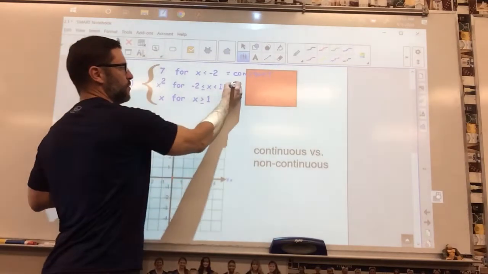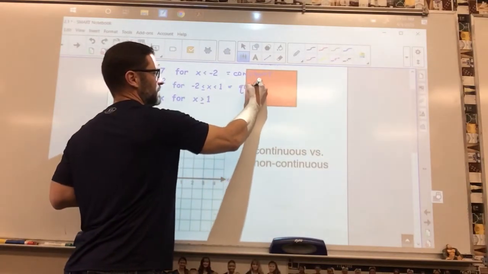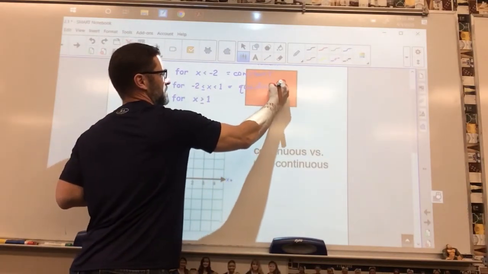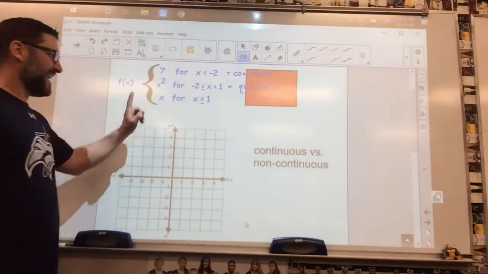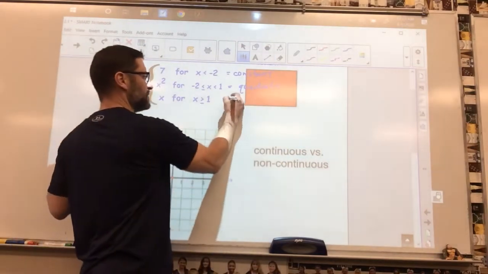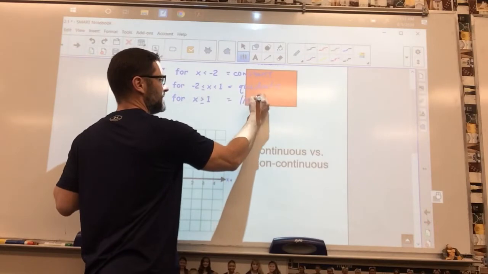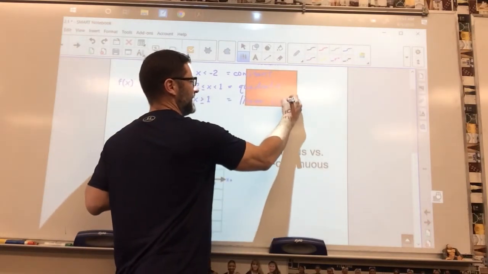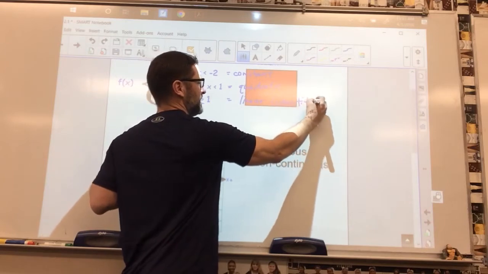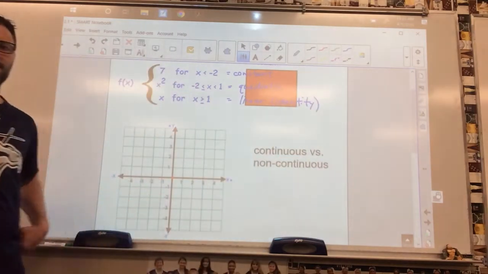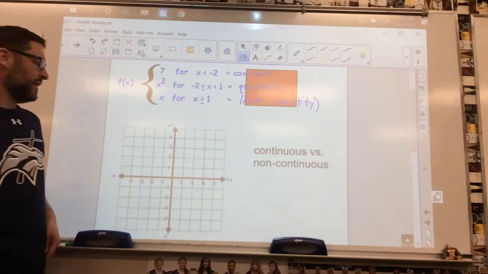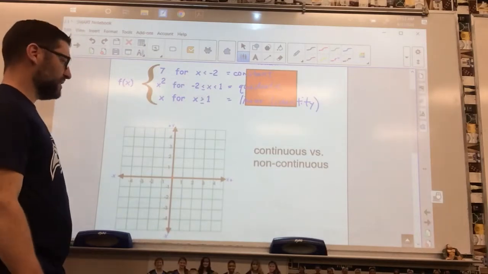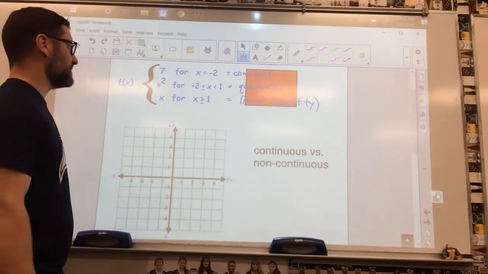X squared is our quadratic function. And x is our linear function. Sometimes because it's just x, it's also sometimes called the identity function. So we have some functions that we know what they are, and we kind of know the shape for them. So I'm going to draw some pictures for these, and we'll see where we're at.